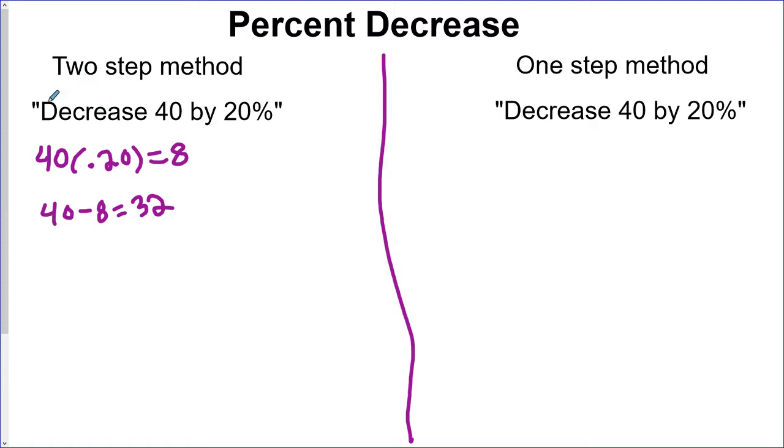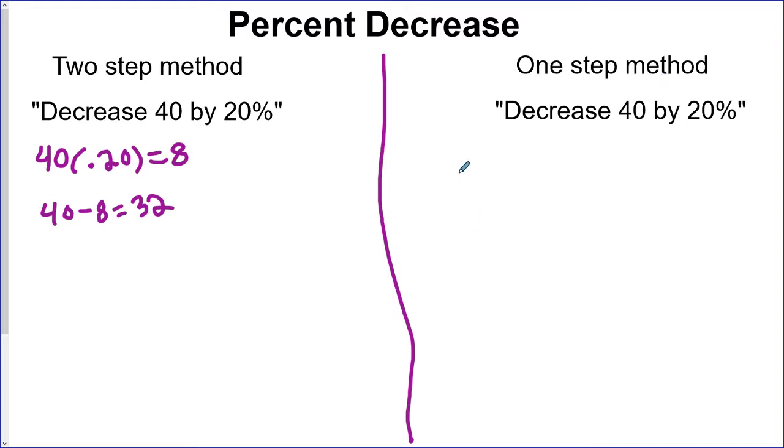So decrease is the exact same thing as increase, except you subtract rather than add for your second step. The one-step method is a little different. It's not quite the same. You can't just subtract the number by 1. Well, actually you can, so we'll get to that here. So the one-step method, I want to decrease 40 by 20%.